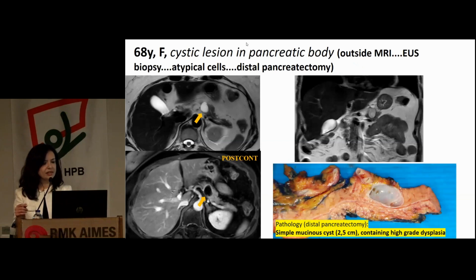Let me show you a case. In an outside center, a cystic lesion in the pancreatic body portion was detected by MRI. You can see it as typical T2 bright cystic intensity. There was no contrast enhancement. At that center, EUS was performed and FNAB showed atypical cells. So she was referred to our center for distal pancreatectomy. Here you can see the distal pancreatectomy specimen, which revealed SMC with high-grade dysplasia. So as Dr. Atsai mentioned, SMCs don't seem to be that simple.